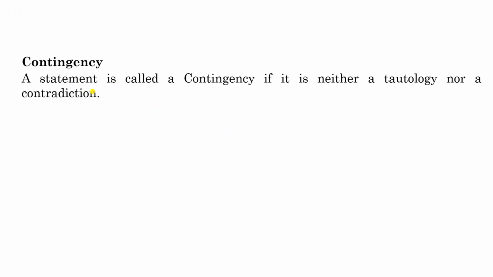Now a contingency. A statement is called a contingency if it is neither a tautology nor a contradiction. So you may have many other examples. For example, if you make a truth table of P implies Q, then you know that in one case it is false, and in all other cases, it is true. In the same way, if you write the truth table of P or Q, similarly P and Q, these are examples of contingency. These are neither tautology nor contradiction.